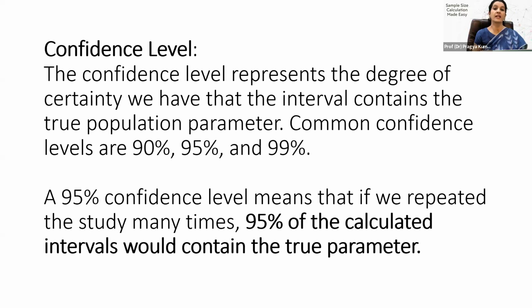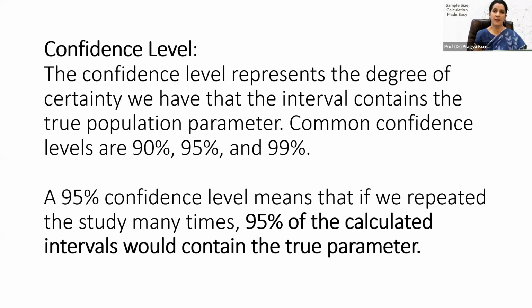If we say 95% confidence level, that means if we repeat the study 100 times, 95% of the calculated intervals of those studies will contain the true parameter. That is what we mean by the confidence level. That means we are 95% confident that the calculated interval will contain the true parameter.